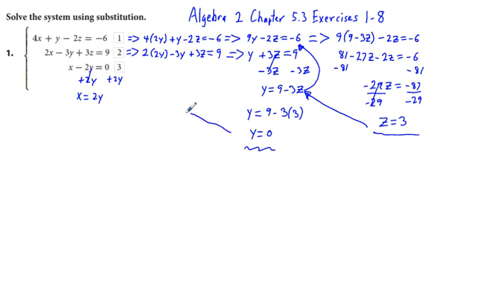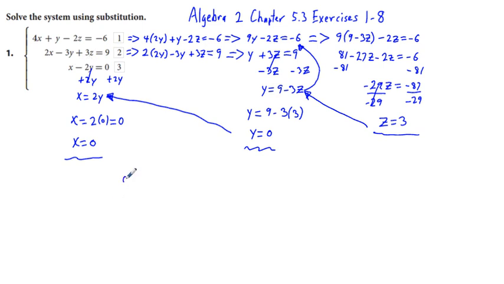And then we go to our first equation we used to solve for x. So we have x is equal to 2 times 0, which equals 0. So we have x is equal to 0. So we solve for everything, and we can just try very quickly to see if we got this right. So we have 4 times 0 plus 0 minus 2 times 3 equals negative 6, check. In this next equation, we have 0 minus 0 plus 3 times 3 equals 9, check. And then we have 0 equals 0.